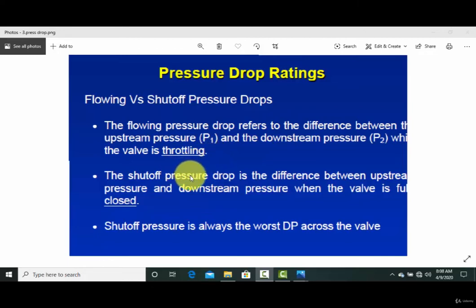Shut-off pressure drop is the difference between upstream and downstream pressure when the valve is fully closed or fully shut. Shut-off pressure is always the worst dP across the valve. Worst dP means this is a maximum condition used for sizing the actuators, because at the worst condition the actuator should be able to open the valve and close the valve. So for designing, this dP will be taken into consideration. That we will see in the software operation and sizing of the valve and the actuator.